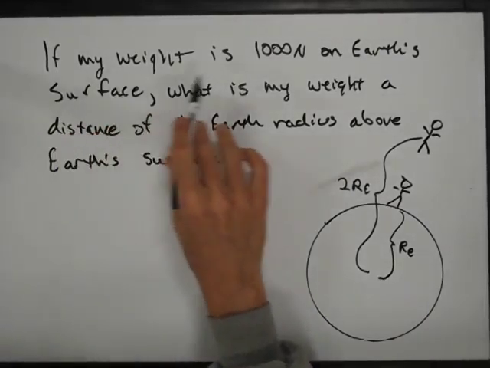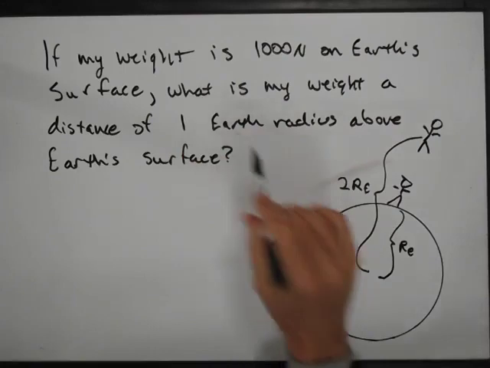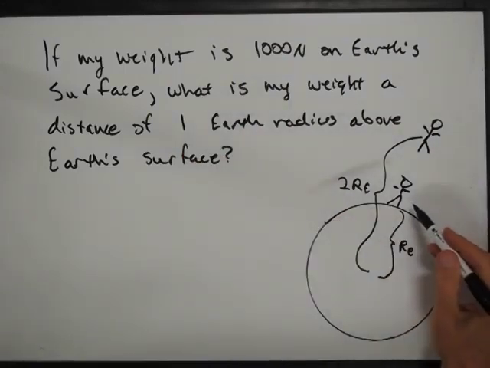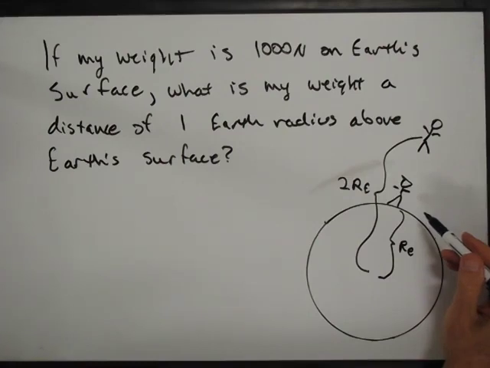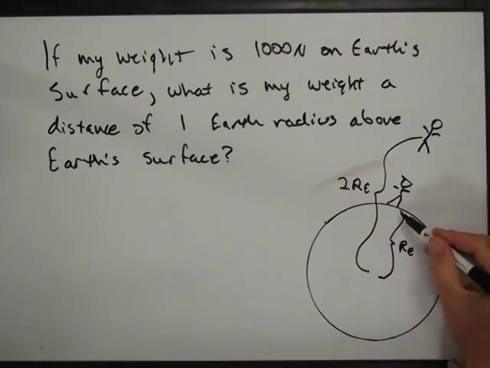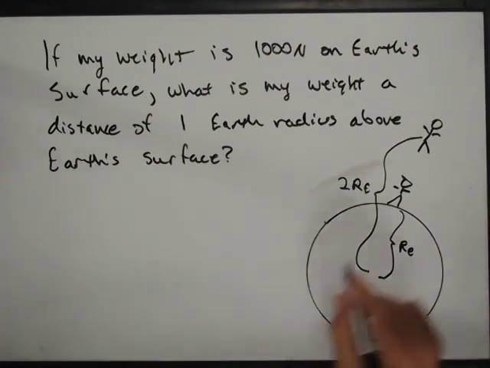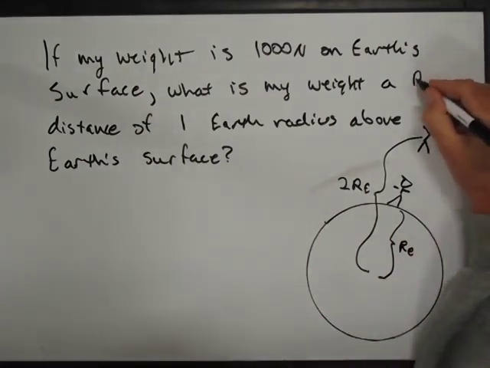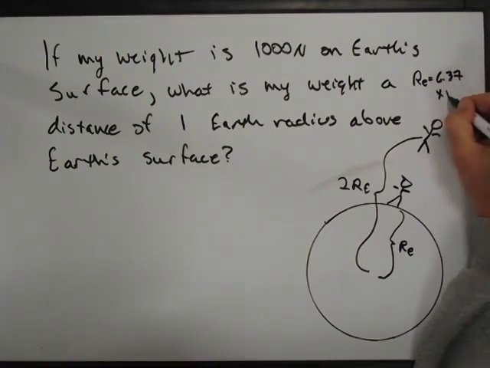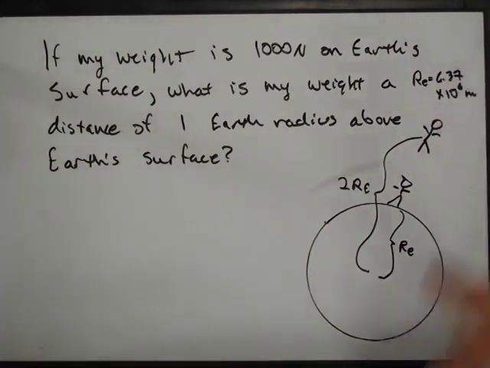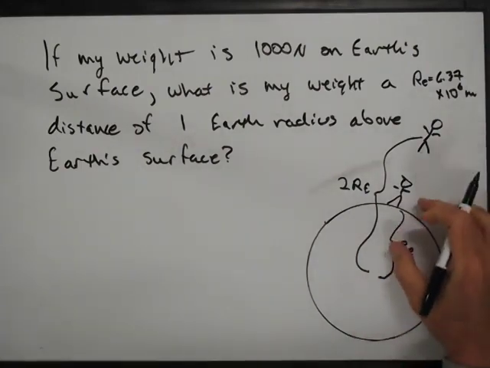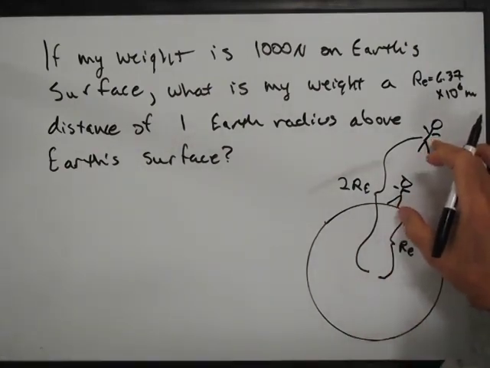So if my weight is 1,000 newtons on Earth's surface, we can ask the question, what is my weight a distance of one Earth radius above the Earth's surface? Here I am standing on the surface of the Earth, so my distance from the center of the Earth is r sub e, the radius of the Earth, where r sub e equals 6.37 times 10 to the 6 meters. If I'm raised that distance again, how much do I weigh?